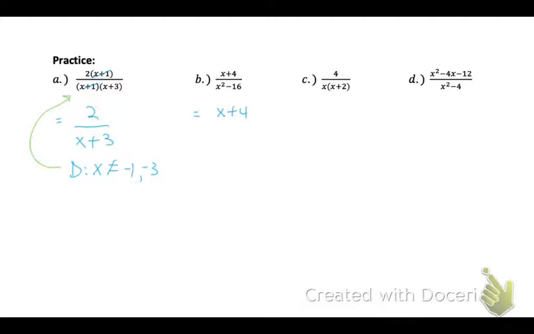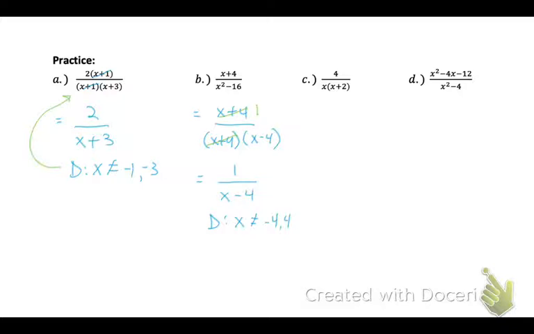Now let's look at b. Do you see there's some factoring to do in the denominator? So we'll have x plus 4 over x plus 4 times x minus 4. Our x plus 4s will divide out. Anything divided by itself is 1, so we'll have 1 in the numerator over x minus 4. Look one step back to see what your domain restrictions need to be, and that would be -4 and +4.